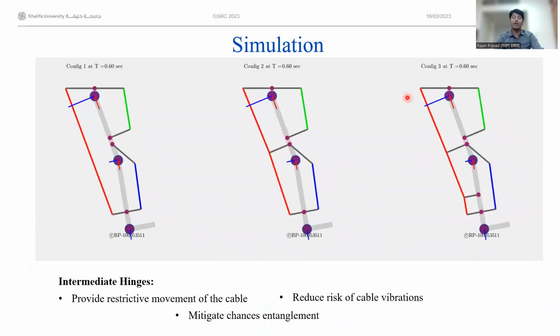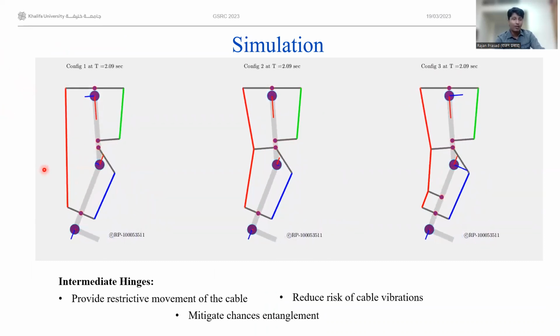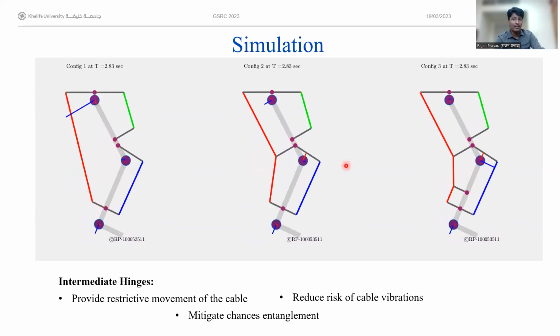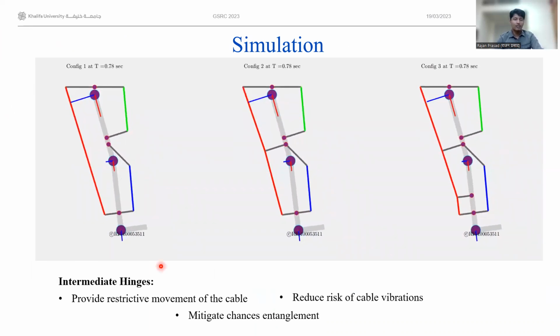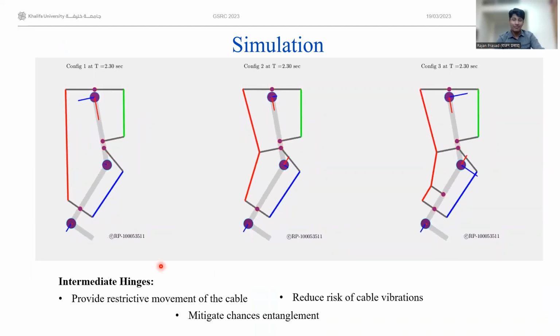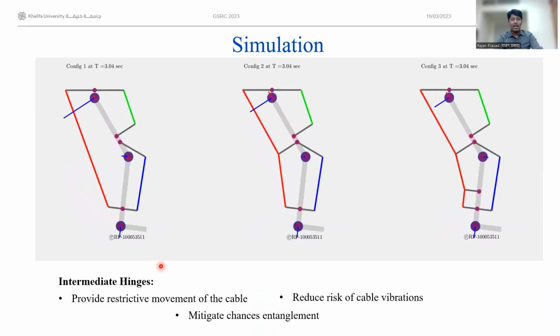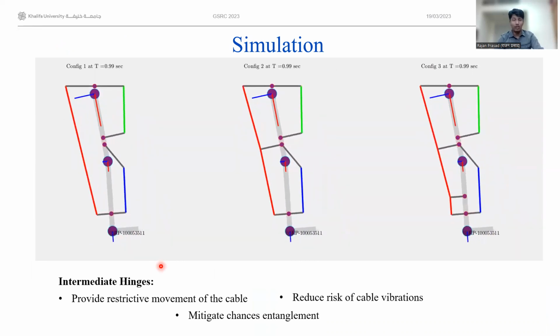Here are the simulations of these three models. We can see that in the first case, the cable goes far away from the limb, while in the second and third, it remains close to the user's limb. That means we provided restrictive movement of the cable, reduced the possibility of cable vibration by segmenting it into small segments, and mitigated the chance of it being entangled with the user's limb or other body parts.